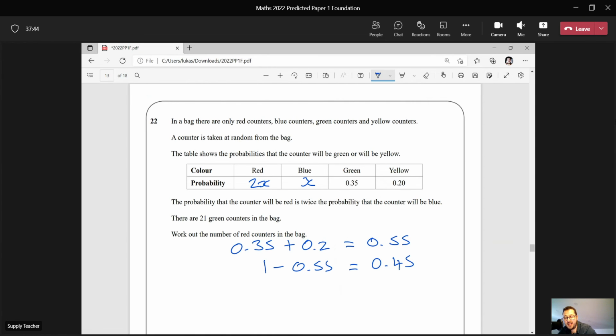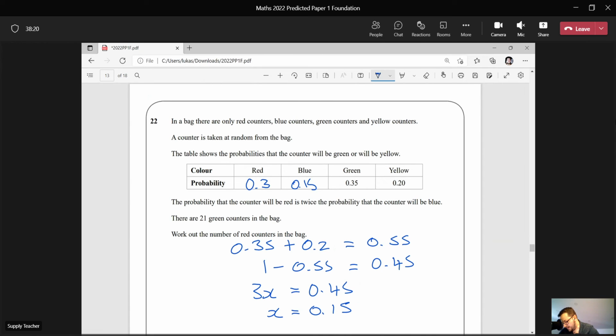Okay, now how many x's have we got to split that between? Well, that's 3, isn't it? We've got 2x that are red, and we've got 1x is blue. So 3x is 0.45, and if you divide 0.45 by 3, you get that x is 0.15. Okay, because 45 divided by 3 is 15. So now I can actually just put these in here. So that is 0.15, and red is going to be double that. So red is going to be 0.3.